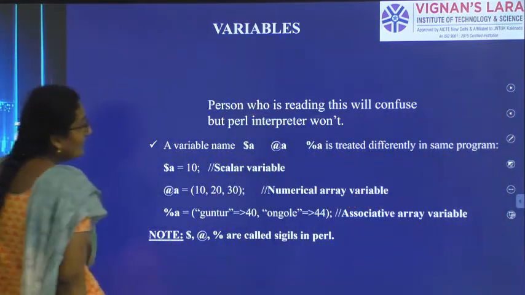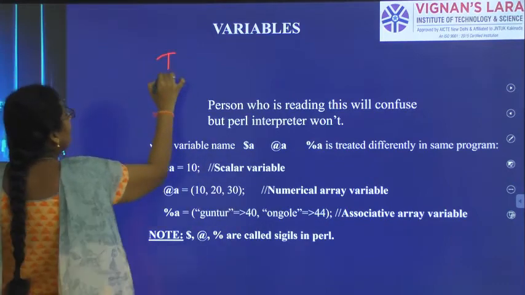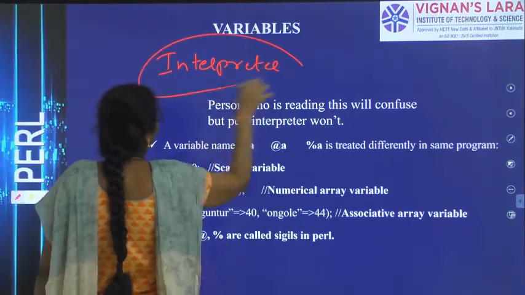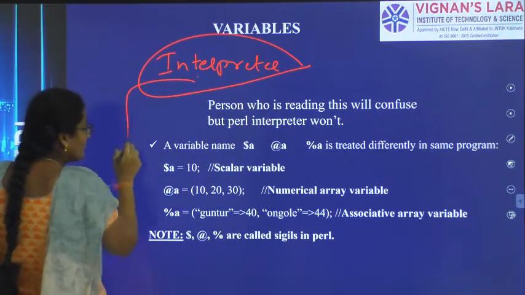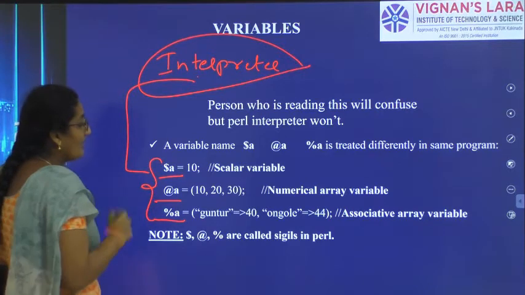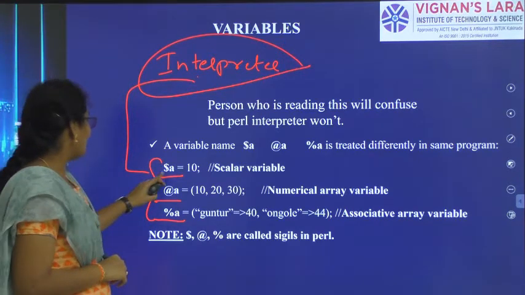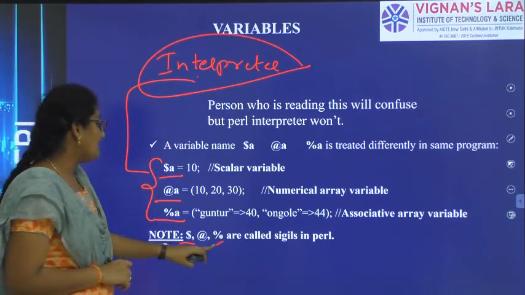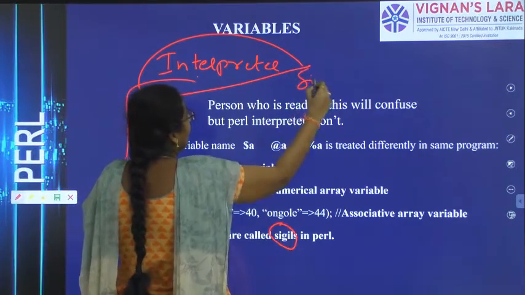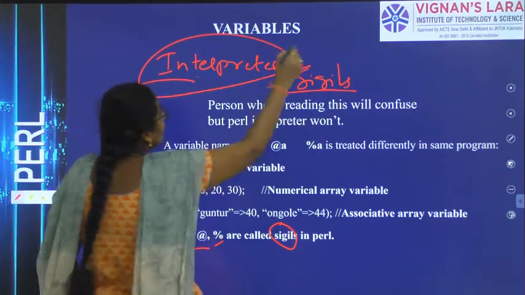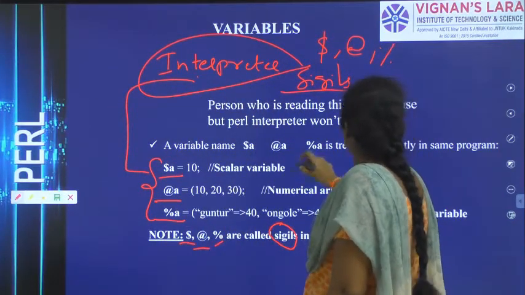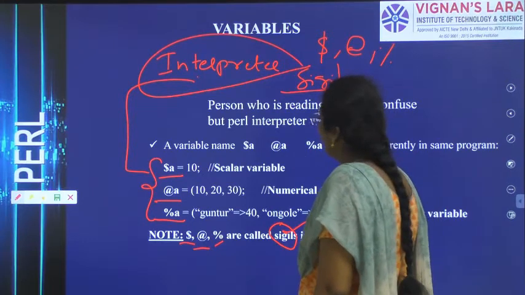Perl is an interpreted programming language. So for the execution of Perl programming, we are taking the help of an interpreter. This interpreter does not have confusion between $a, @a and %a. So the symbols $, @ and % are called as sigils in Perl programming language.